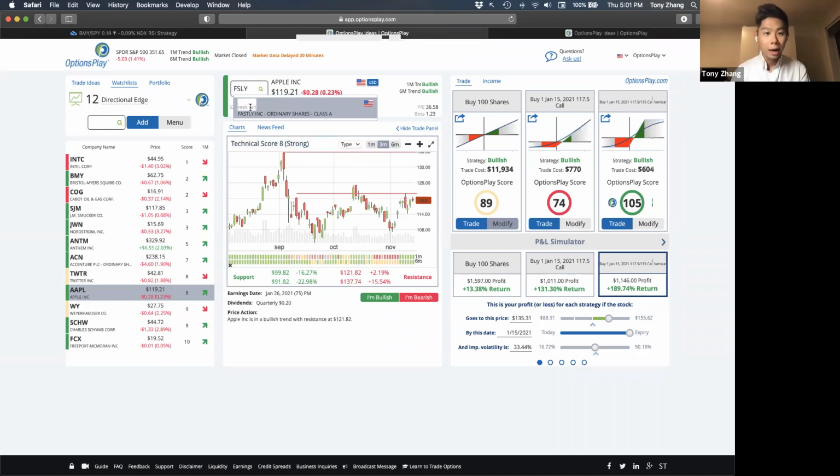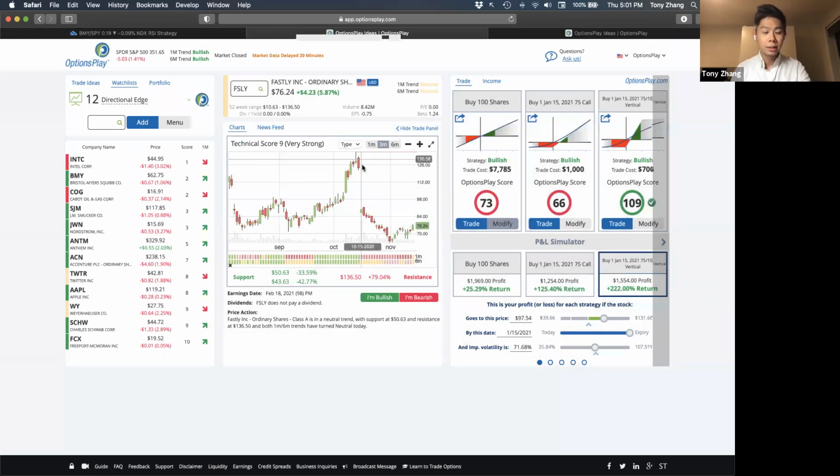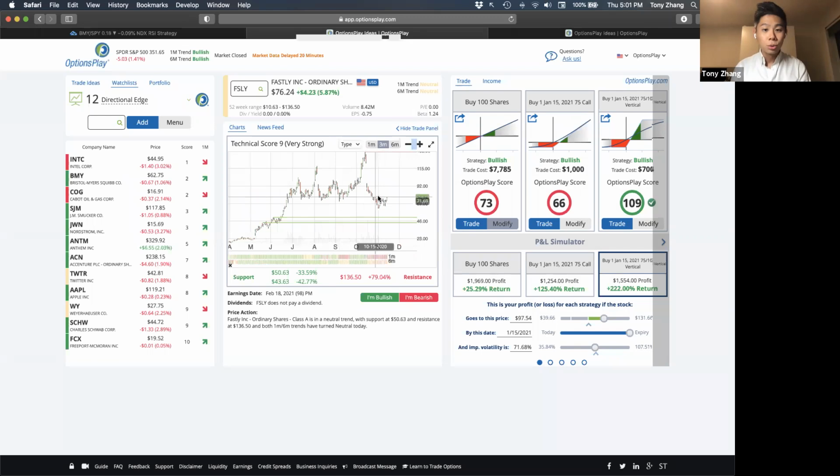Fastly, FSLY. This was a very strong stock, but as you can see, ever since that recent earnings announcement, or I forget if it was the earnings or the announcement that TikTok was no longer really utilizing them, the stock has pretty much been in a downtrend. Here, in my opinion, is an opportunity to potentially look for further downside in a name like Fastly.